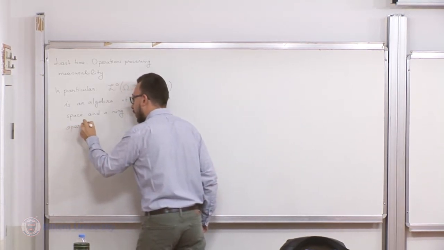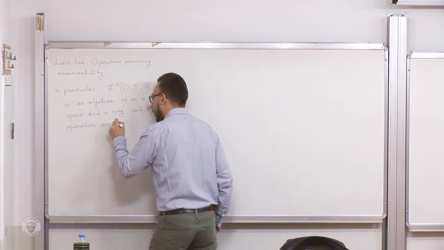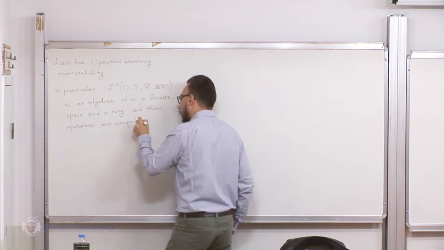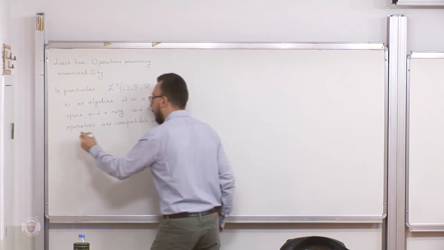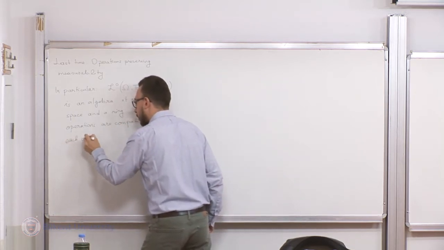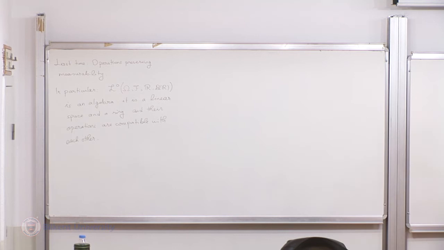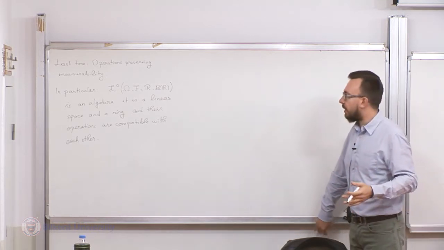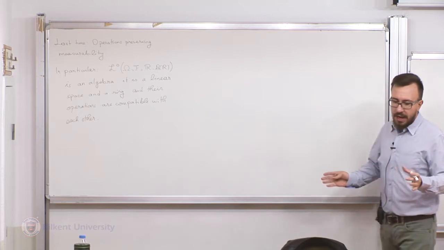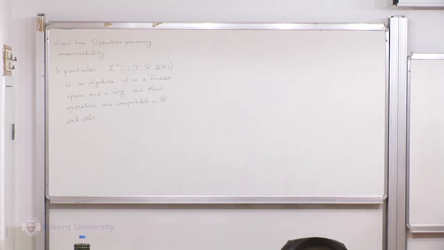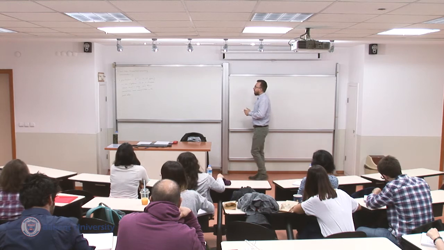And their operations are compatible with each other, just like the compatibility of operations in the real line, like distributivity, etc. So the relationship between addition and multiplication and scalar multiplication. In other words, you can add real-valued random variables. You can multiply them. You can multiply them with numbers, by scalars, and you again get real-valued random variables.